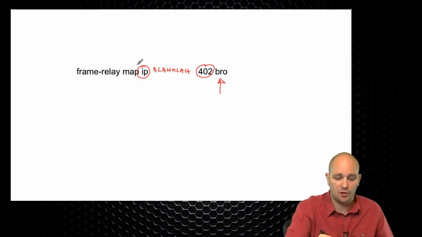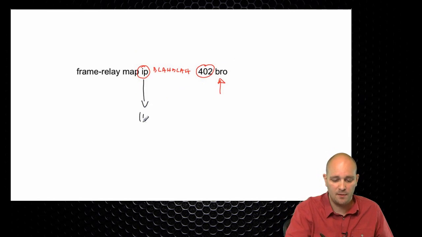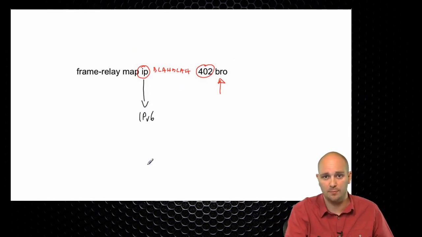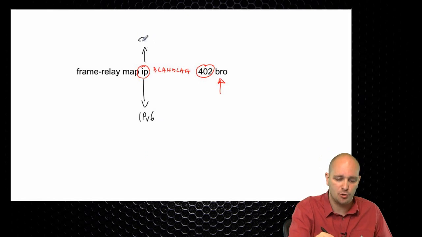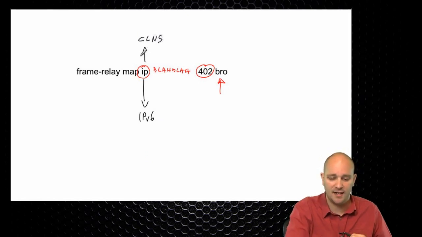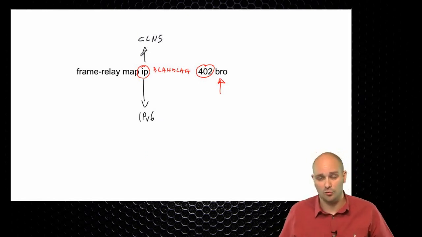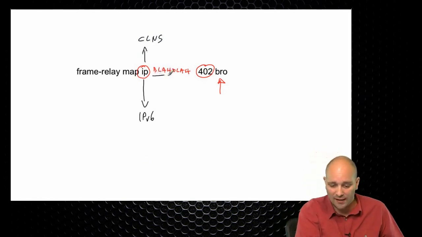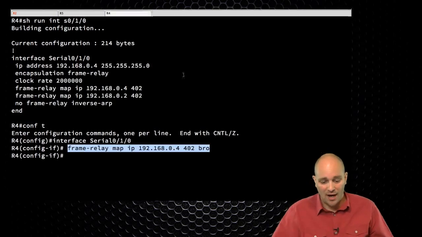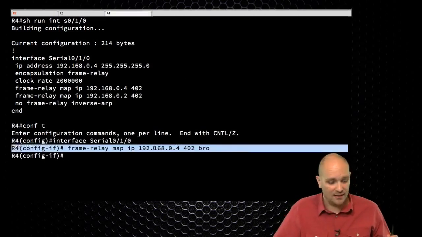Now, another thing that you might have here is instead of IP, you could have IPv6, in which case you are enabling pseudo broadcast replication for IPv6. And those of you who might be going for a service provider test later on, another option that you might have here is CLNS, which is needed if you want to run IS-IS over the frame relay. So this is why this IP address is irrelevant, and why this is a perfectly valid configuration here.